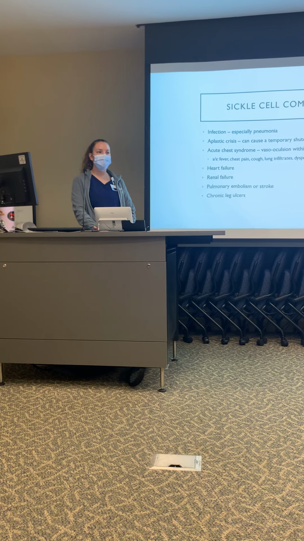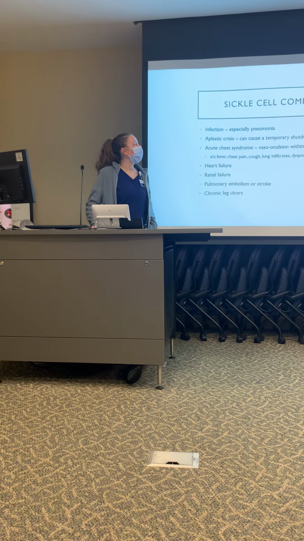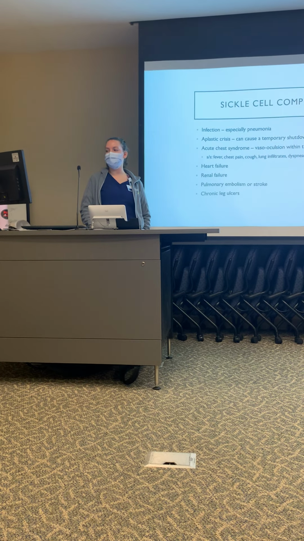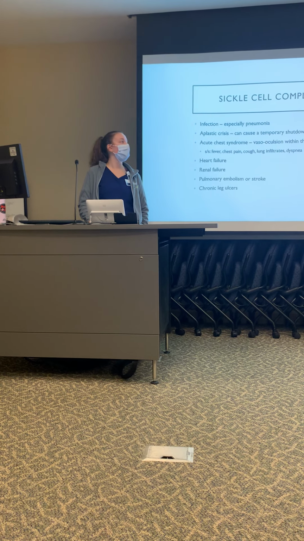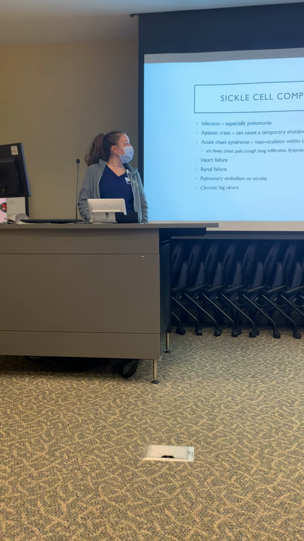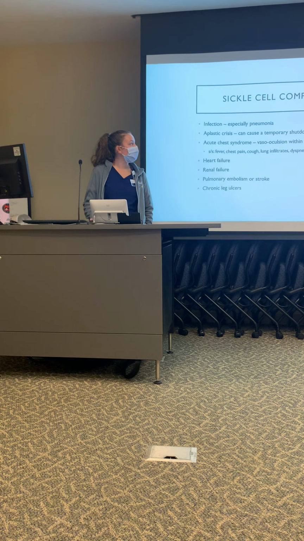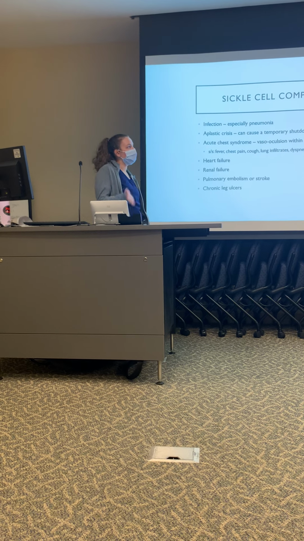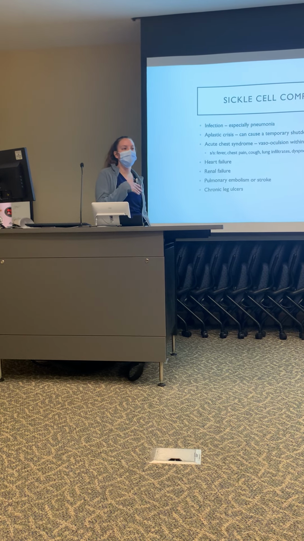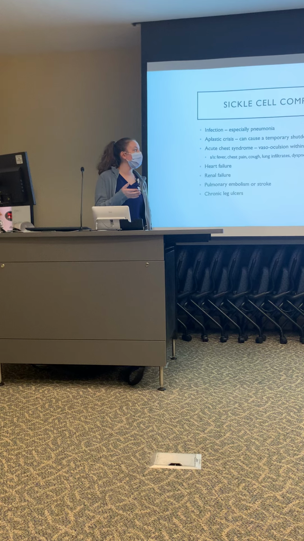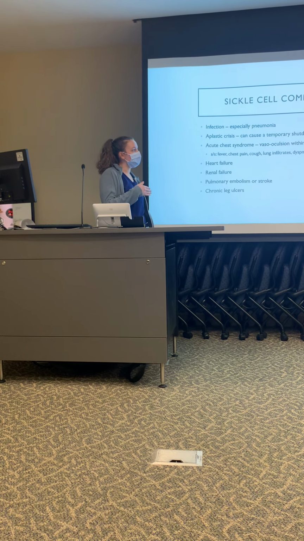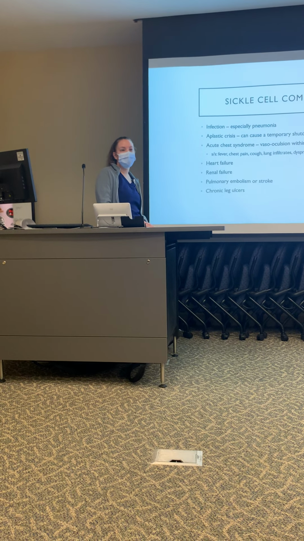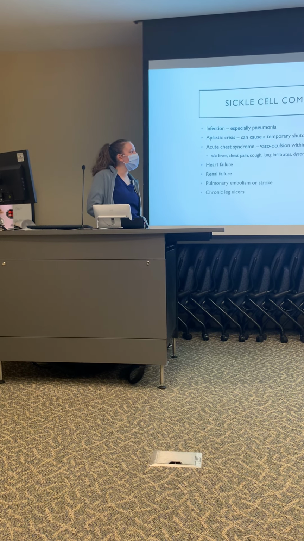There are several complications that go along with sickle cell. Infection is the major cause of morbidity and mortality in this group, and especially pneumonia. An aplastic crisis is another complication. This causes a temporary shutdown of red blood cell production. If you think back to that video, the body is trying to create more red blood cells, but in an aplastic crisis, there is a shutdown of this production. So they will be even more anemic than they already are.